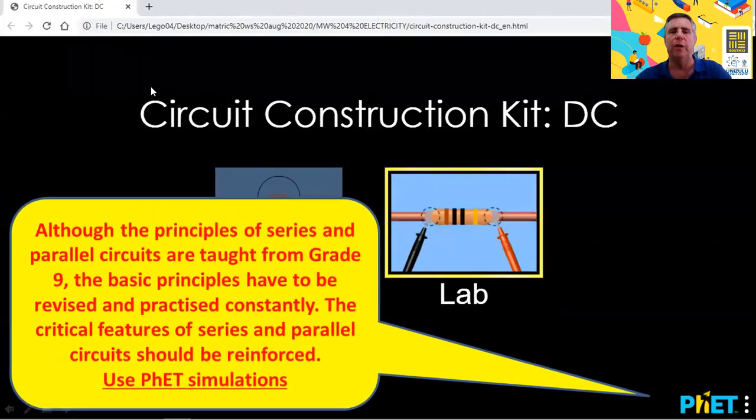Now, one of the other things that the examiner stressed is, although the principles of series and parallel circuits are taught from grade 9, the basic principles have to be revised and practiced constantly. The critical features of series and parallel circuits should be reinforced, and the examiner himself recommended that PHET simulations are used. So that's exactly what we're going to do next. We're going to revise our series and parallel circuits by looking at the PHET simulations.